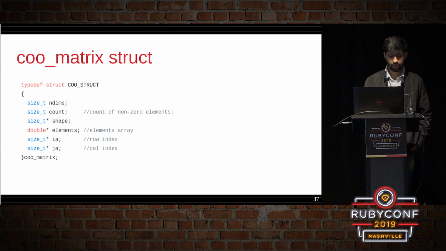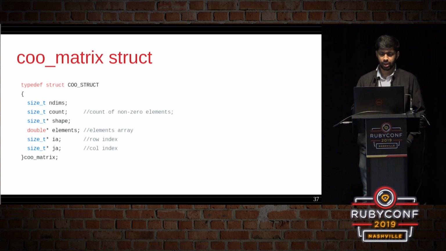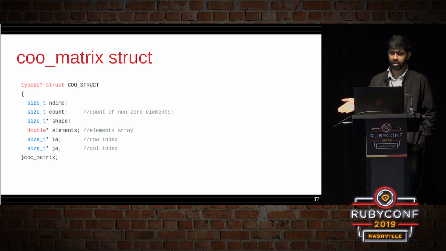And then there are also two other pointers. This is for the COO matrix. The COO works like this: suppose you have a 2D matrix. If you want to store only the non-zero values, for each non-zero value you'll take the value and the corresponding row index and column index. So suppose you have a value 3 on the second row and third column. You'll store 3, 2, 3, which is the value, second row and third column. So I and J are the row index and the column index.